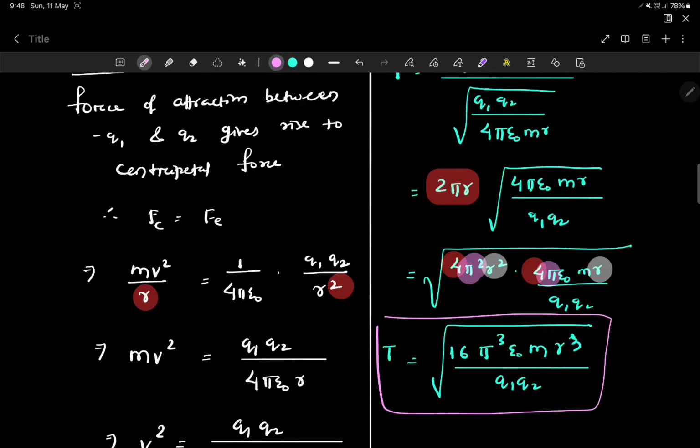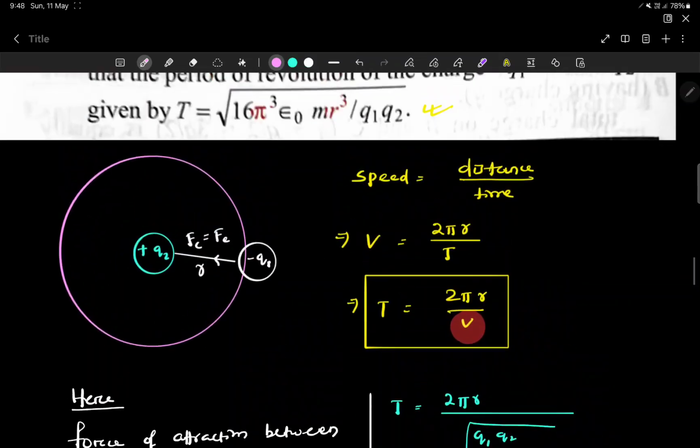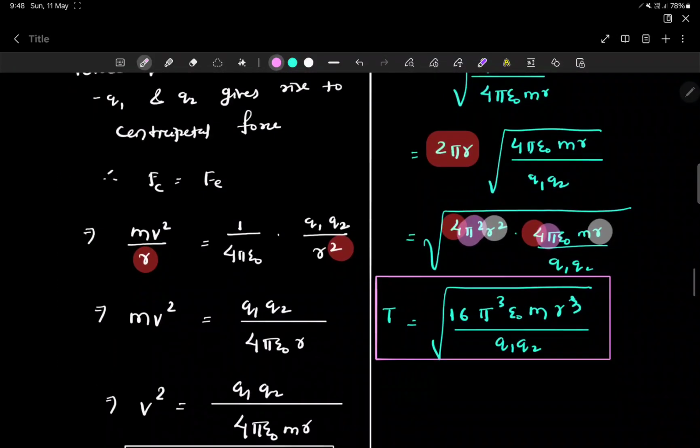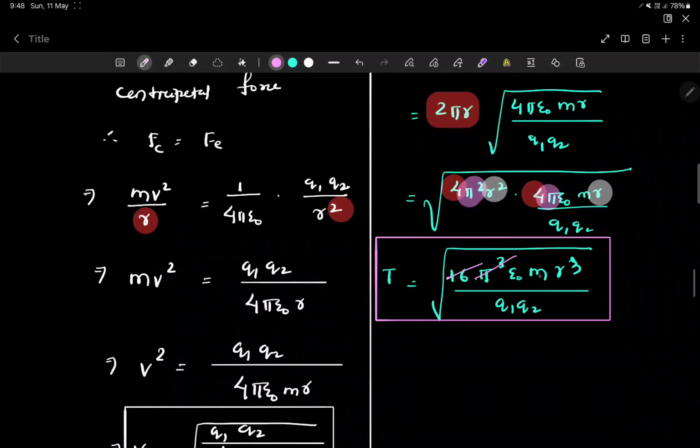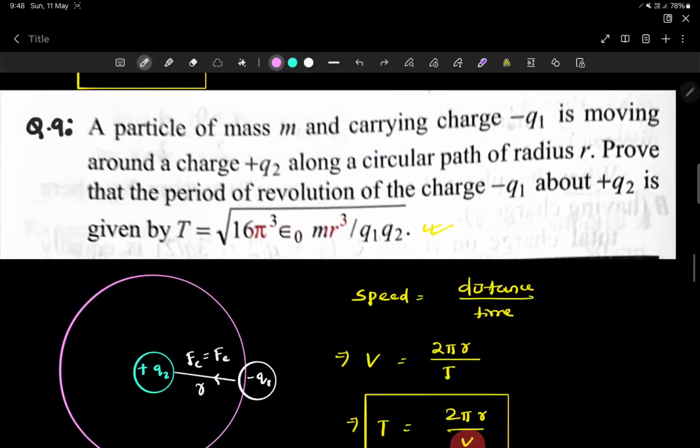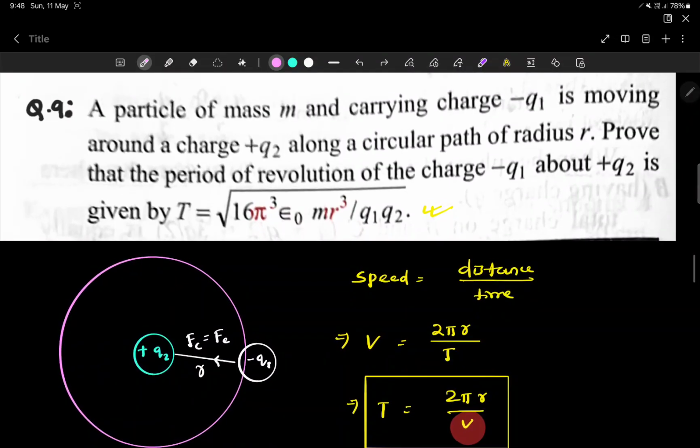I hope it is clear. Now see, T is equal to the root of 16 pi cubed epsilon naught m r cubed over q1 q2. The answer is correct. So in this way you can prove the time period as per the given data.